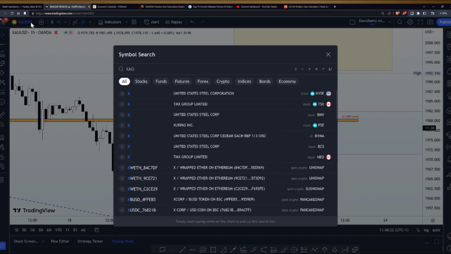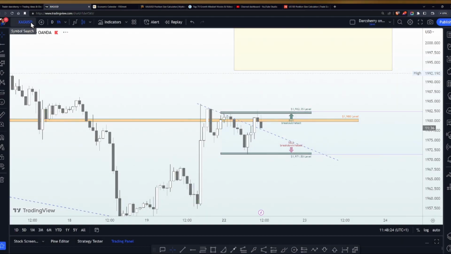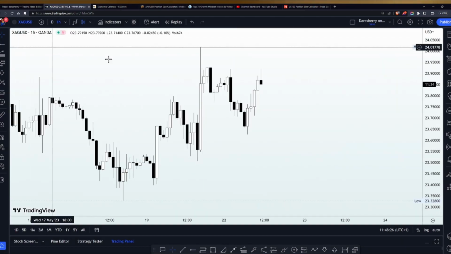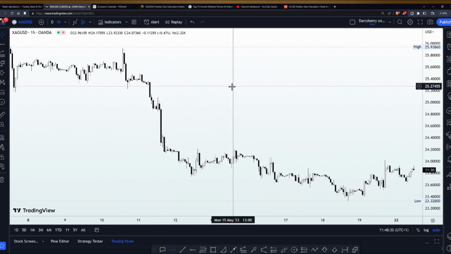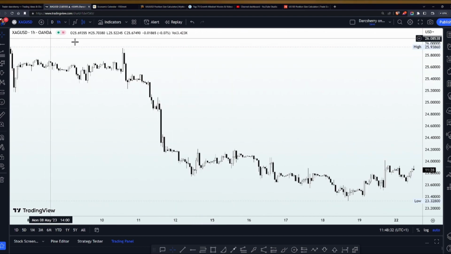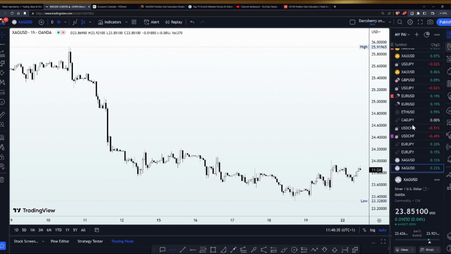XAGUSD, the silver. And for me personally, it's been a while since I traded this commodity, as I have preferred to use the XAUUSD, that is the gold, for my commodity trading. But let's look at what is really going on in this market. So I would like to move this back into the upper side, since it's going to be part of our watch list for this week.